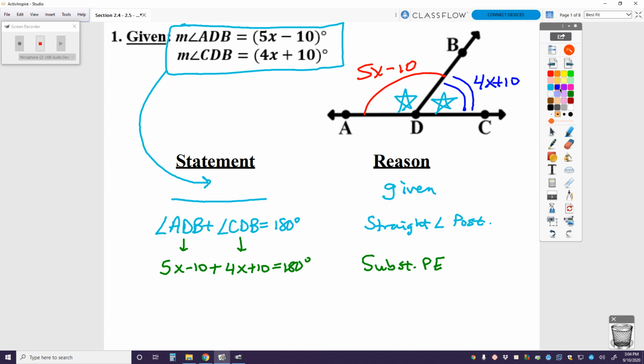After that, we can combine some like terms over here. So 5x plus 4x makes 9x, and then the minus 10 plus 10 just cancel each other out. Anytime we combine like terms, we call that a simplify step. And last but not least, we can divide that 9 over to the 180 and get that x is equal to 20 by using the good old division property of equality. And we've solved for x. X equals 20. And so we're going to call that a done problem at this point.